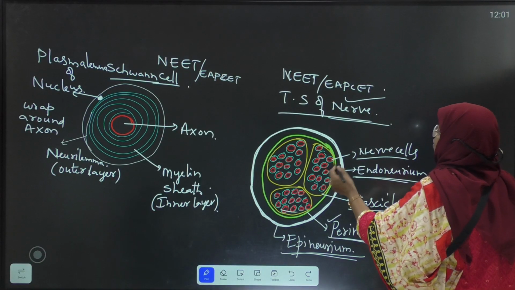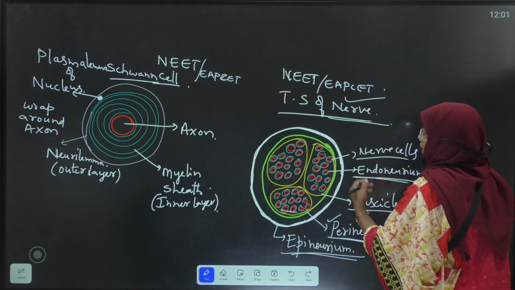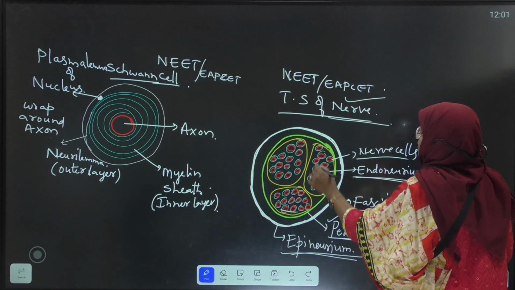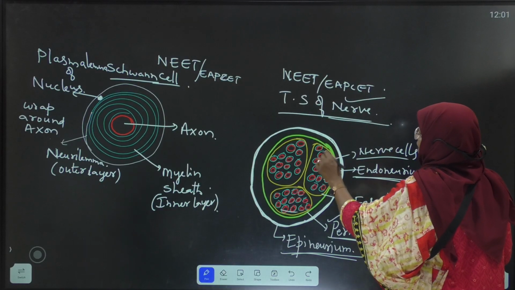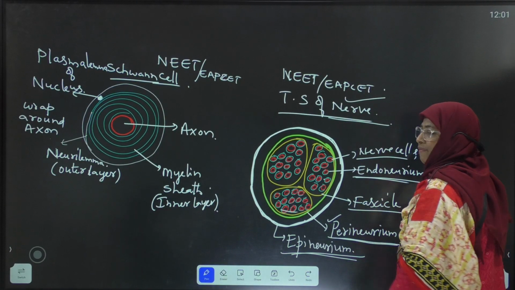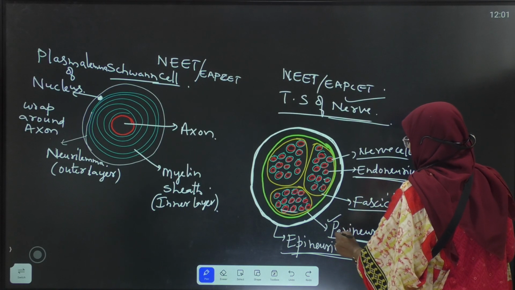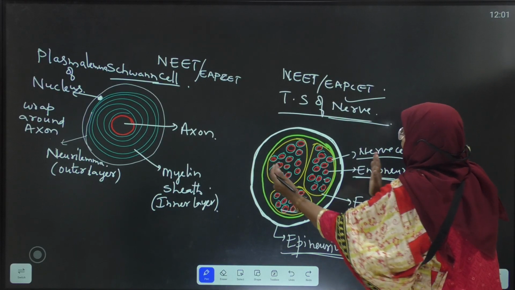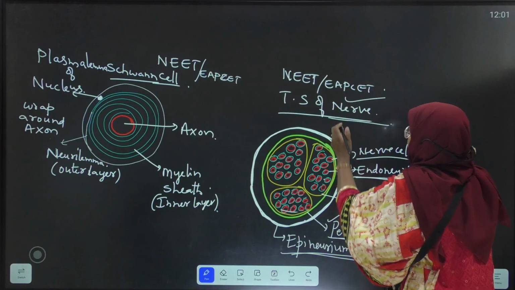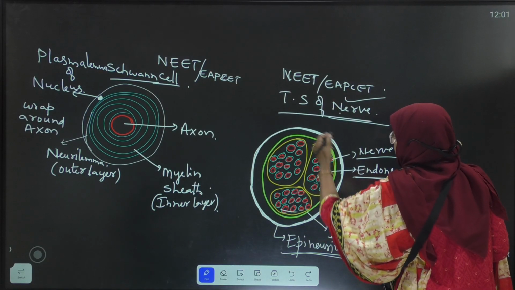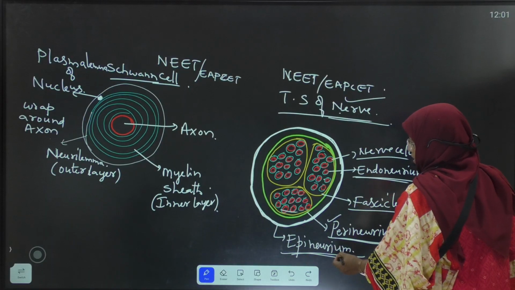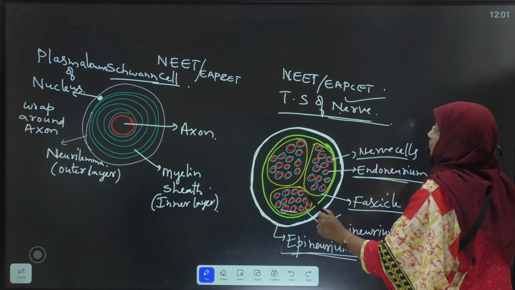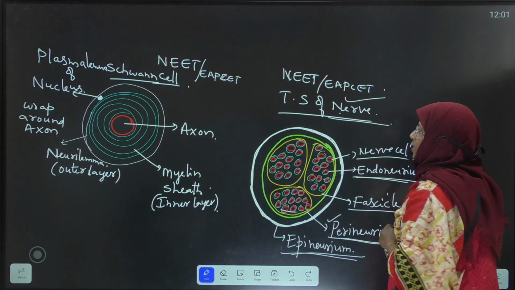Once again, these nerve fibers are surrounded by a connective tissue sheath called endoneurium. Groups of nerve fibers together form a fascicle. Each fascicle is covered by a connective tissue layer called perineurium. Next, groups of fascicles together form a nerve. This nerve is covered by a connective tissue sheath called epineurium. This is about the transverse section of nerve. It is only for NEET and MSET. It is not important for IPE.